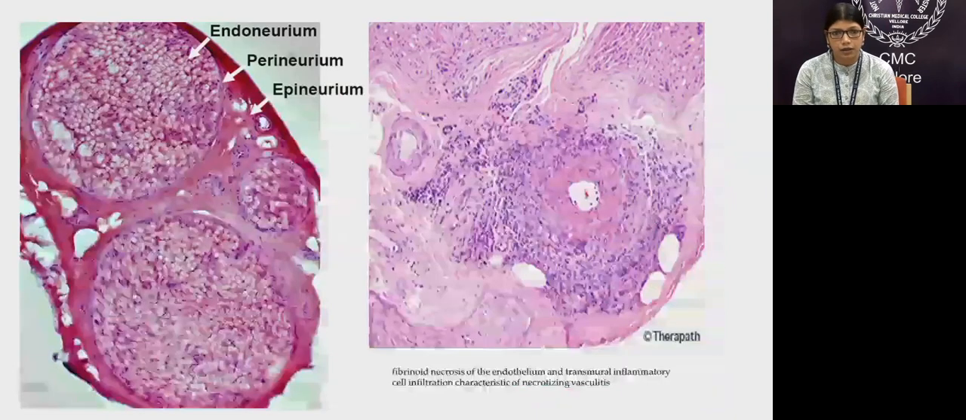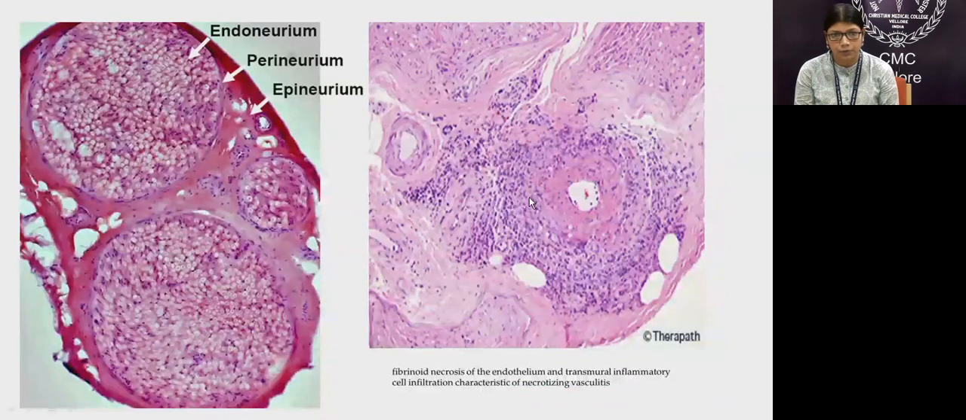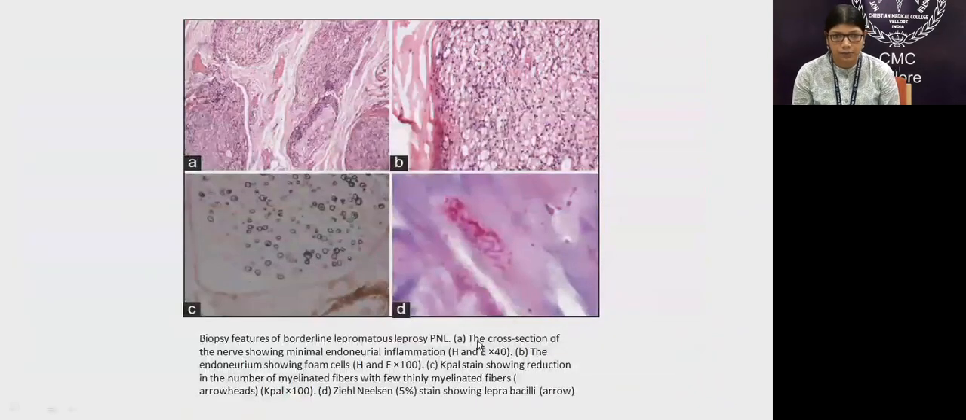So here is a biopsy showing fibrinoid necrosis and transmural inflammatory cell infiltration of a necrotizing vasculitis. This is a case of leprous neuritis. Again, there is a lot of inflammatory cell infiltration, loss of the small myelinated axons, and this is the lepra bacilli.